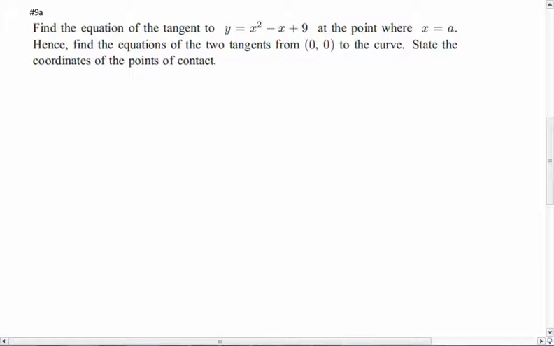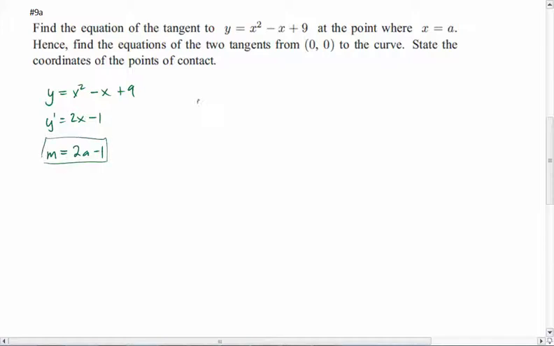Alright, so here we go. First thing that we need to do is we're going to find the slope. So if y equals x squared minus x plus 9, we're going to find y prime. Y prime is 2x minus 1. Now that means at a, the slope is 2 times a minus 1. Remember, whenever it was x equals some number, we always just took that number and put it in for x. And so that would then give us 2a minus 1.